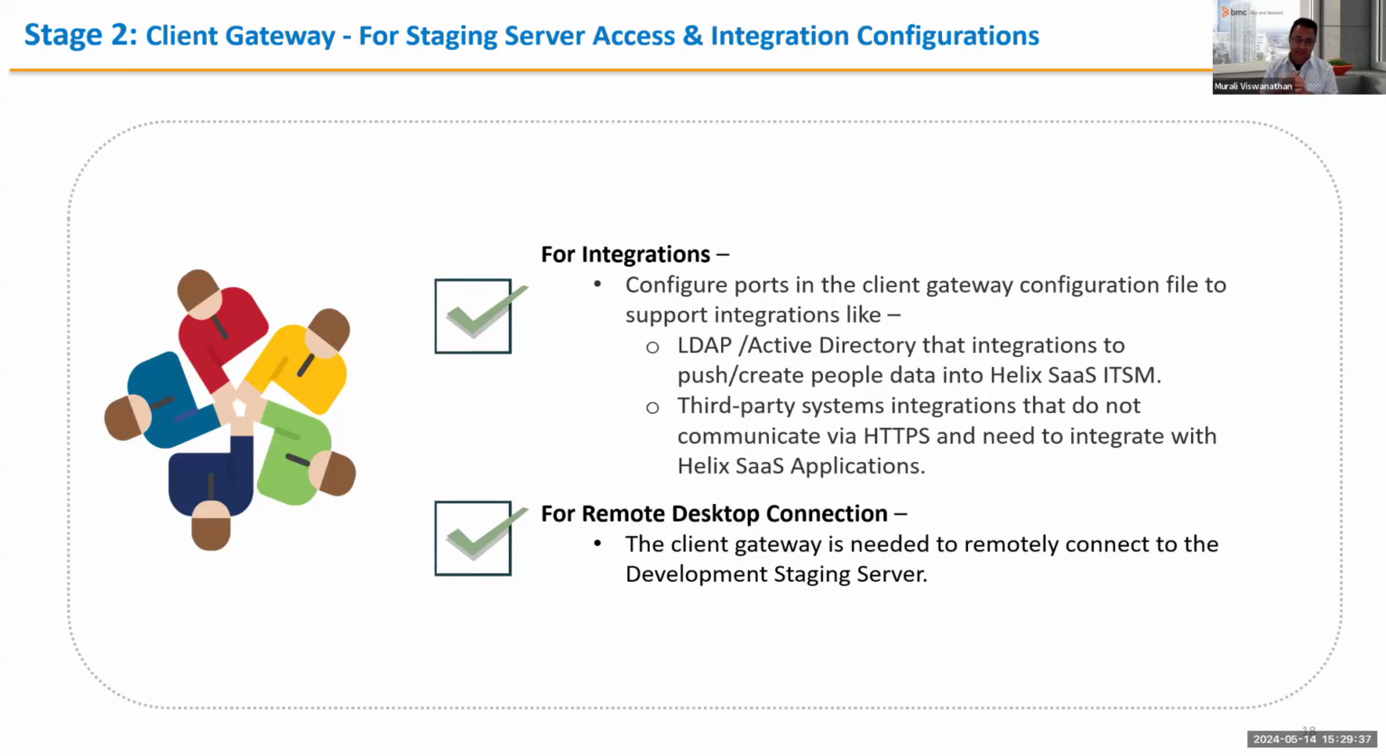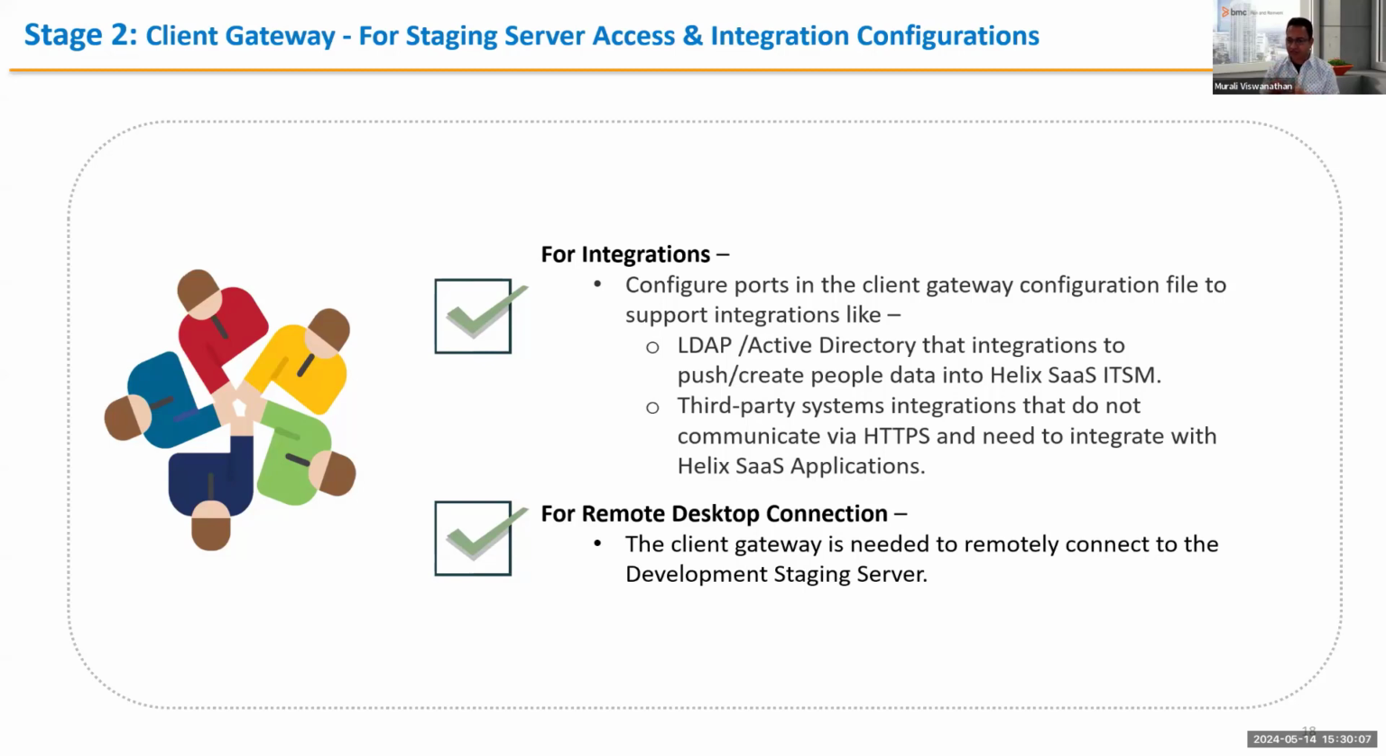For integrations, as I said, any integration which does not use HTTPS or which uses a port, we want you to configure on the client gateway. For example, the common things we have seen are LDAP and Active Directory integration, where if you configure a port, then you'll be able to trigger an AI job, which is good for the people load use case. And any third-party integrations where you want to use a port, we want you to encourage using the client gateway. And finally, as I said, remote desktop connectivity.